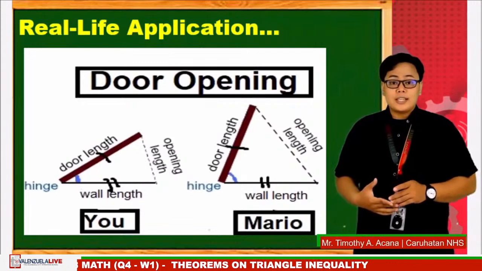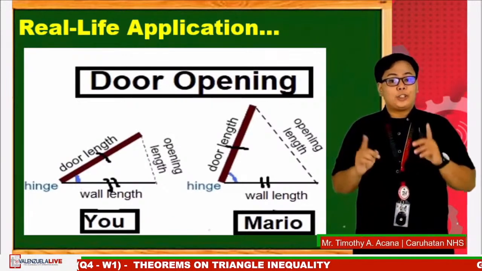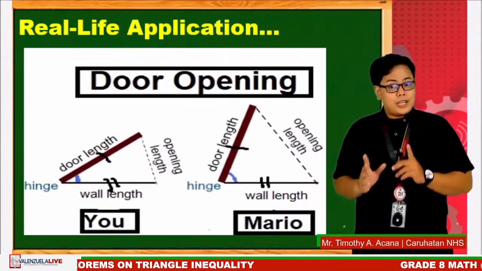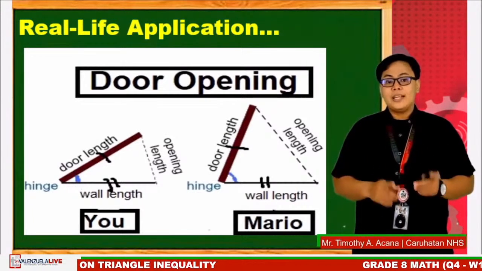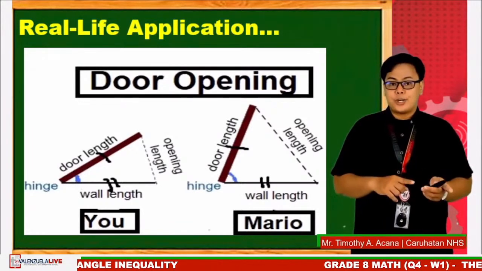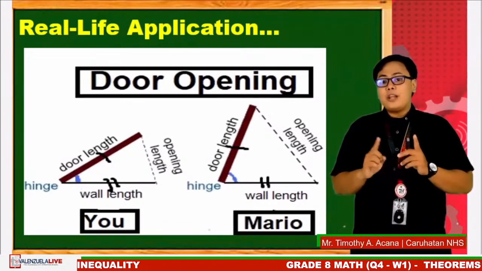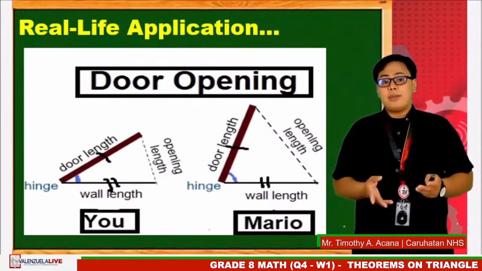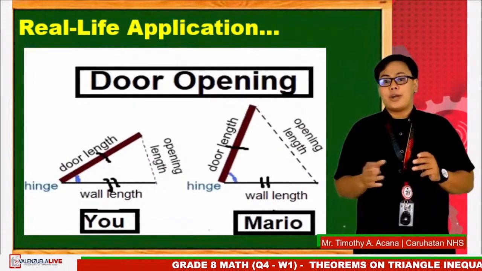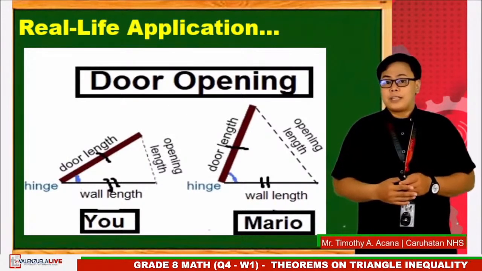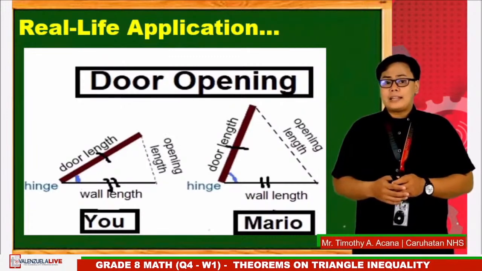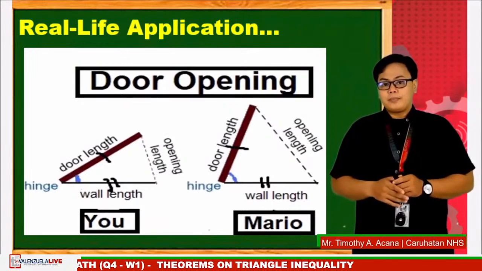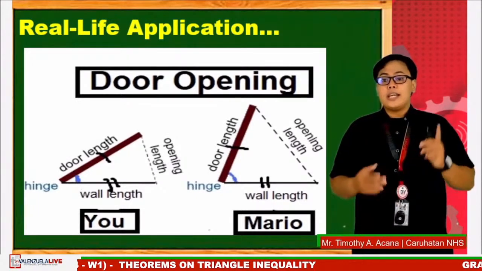You will notice that when the length of the opening is shorter, the angle of the hinge is smaller than when the length of the opening is larger. You will also notice that the length of the door and the length of the wall remain the same in both cases when you and Mario entered. This has a great mathematical significance, and there is a mathematical theorem that explains this scenario. And it is appropriately called the hinge theorem.